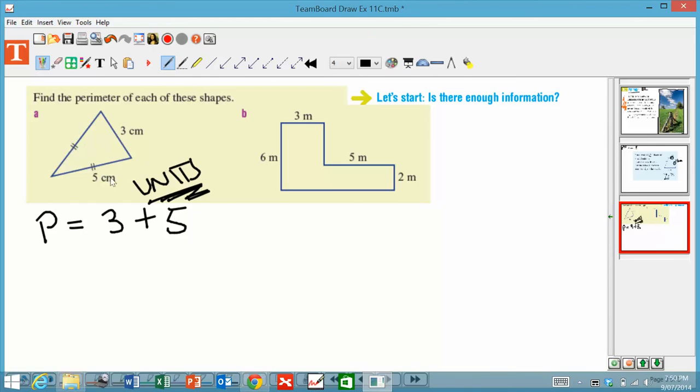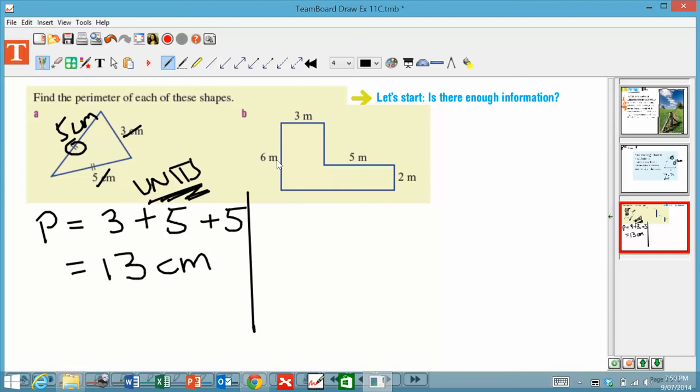Alright, now we've got 3 here and the 5, but we don't know this length. But we've got the dashes, which means this side length is also 5 centimeters, so I'm going to add another 5 centimeters. 5 plus 5 is 10, plus 3 gives me 13 centimeters. That's it, really simple. Okay, example 2.